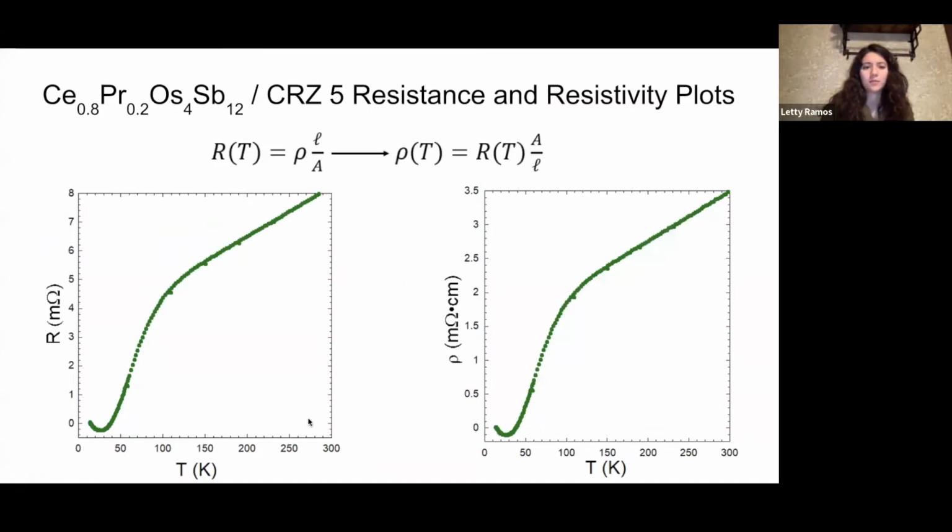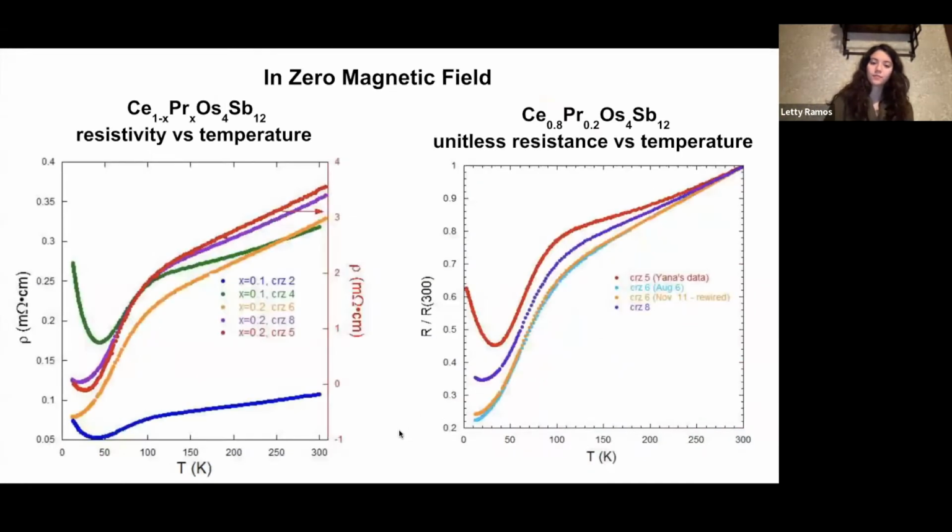Then, using that same crystal as an example, here's how I turn the raw data, the resistance versus temperature, into resistivity versus temperature with these geometric factors. So here's all the data that we took in our lab at Fresno State.